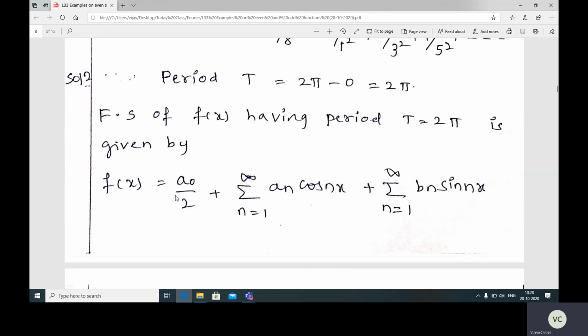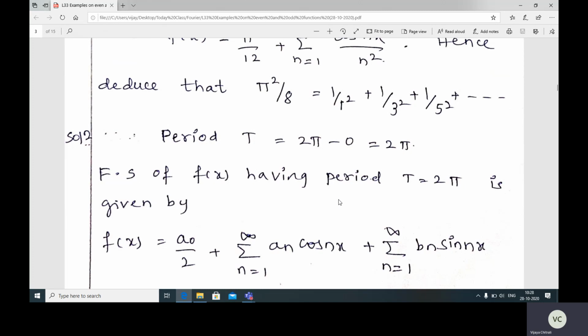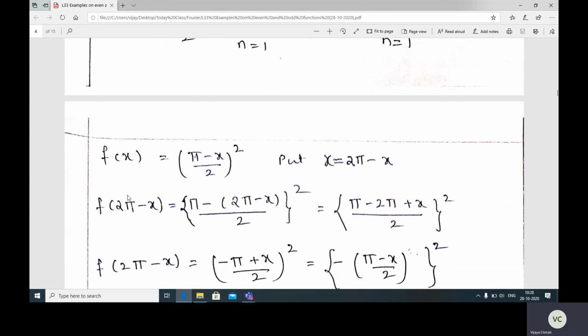Now we shall check the even or odd nature of this function. The interval is 0 to 2 pi. In place of x you need to substitute 2 pi minus x in f of x. So we shall check now. f of x is equal to pi minus x divided by 2, whole squared. The interval is 0 to 2 pi, so x is replaced by 2 pi minus x.